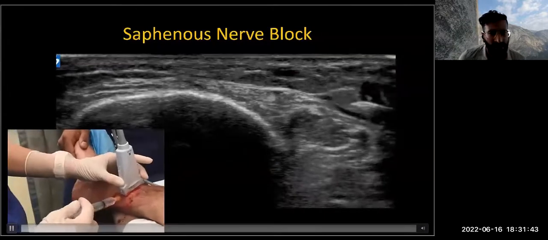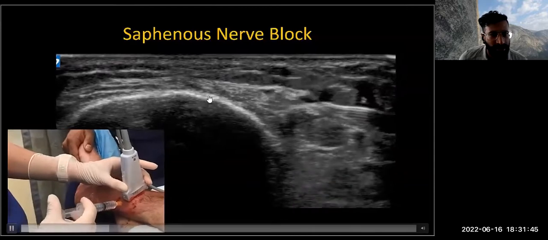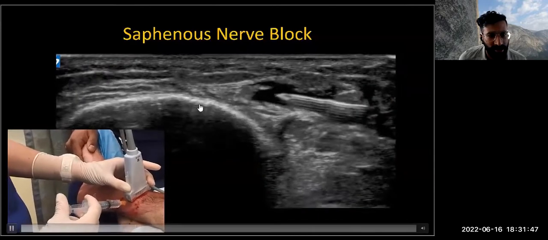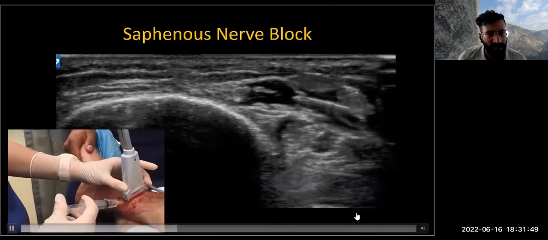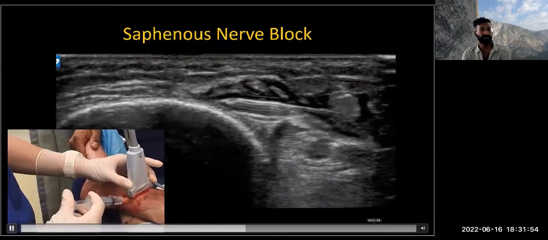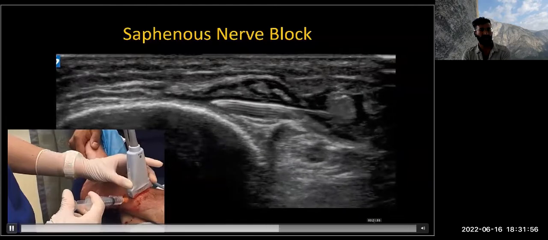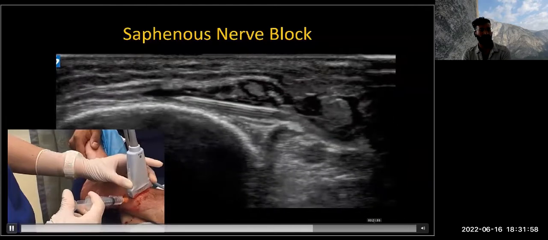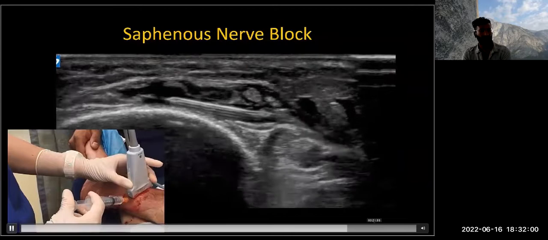So in this case, you can see the vein and an idea of where the two fascial layers are, and the needle is just brought in and local is deposited on either side of the vein without clearly searching for the nerve. And that should give you an effective block.